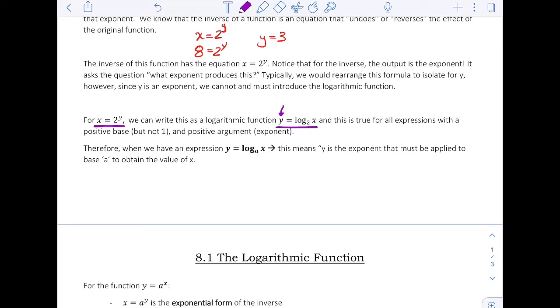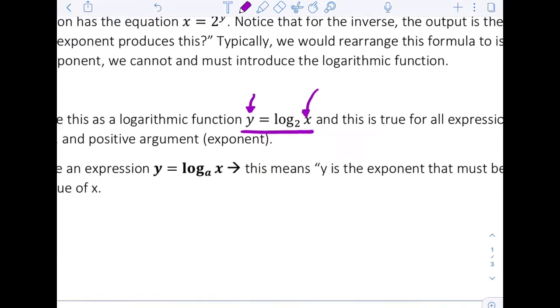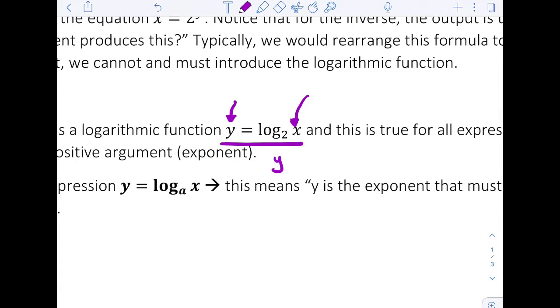And the last part, the x, that's called the argument when it's written in this form. That's the value that's by itself. That's our input. Right? When I said we're inputting 8, what is y? And you said 3. Now we're inputting 8. So we're going to be evaluating y is equal to log 2, 8.